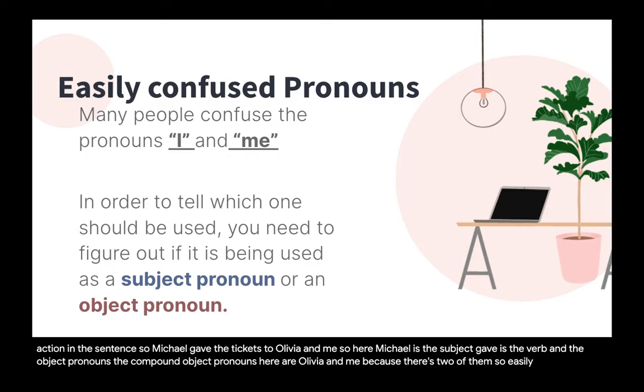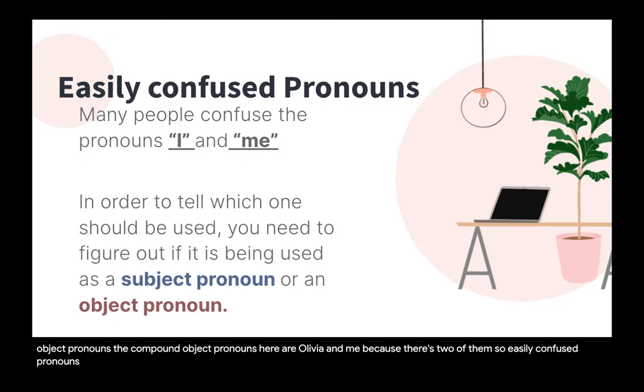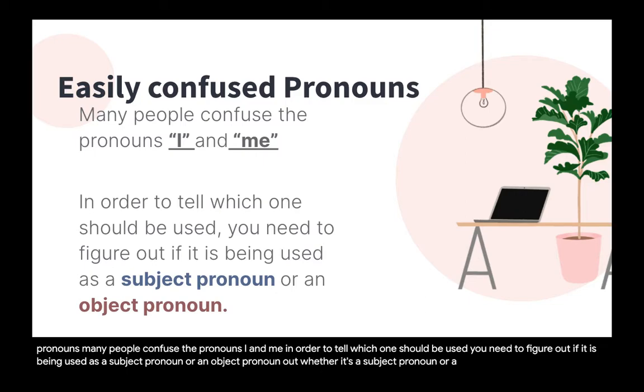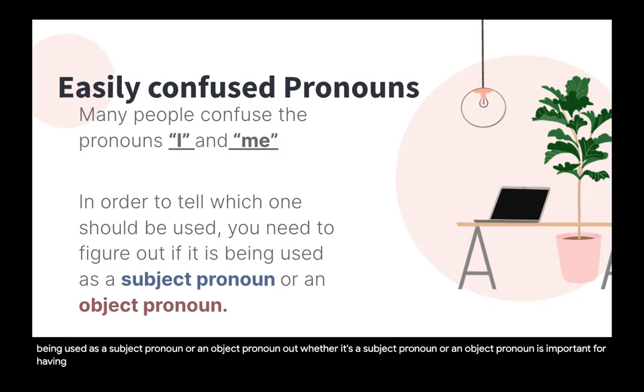So, easily confused pronouns. Many people confuse the pronouns I and me. In order to tell which one should be used, you need to figure out if it is being used as a subject pronoun or an object pronoun. So, figuring out whether it's a subject pronoun or an object pronoun is important for having proper grammar, using the proper pronoun.